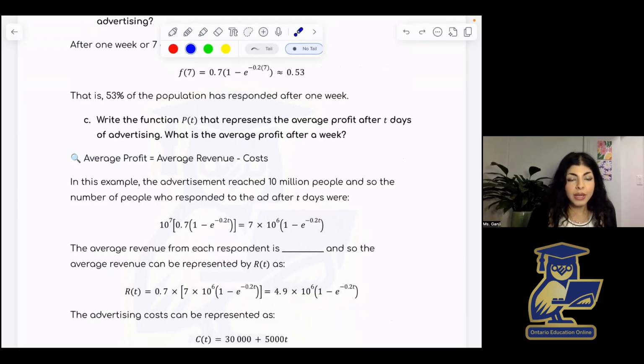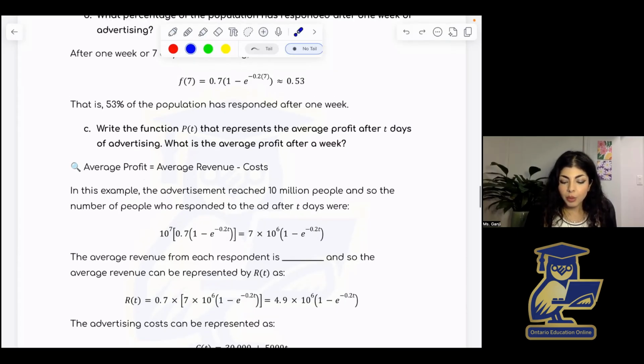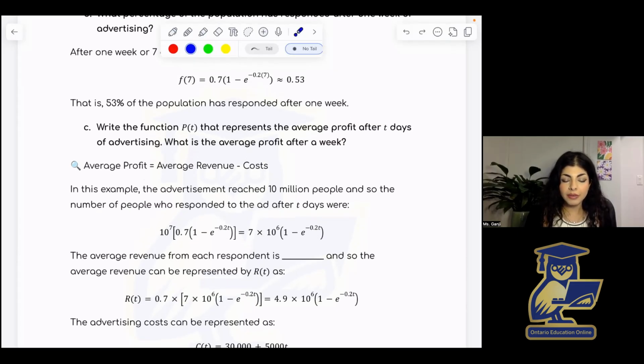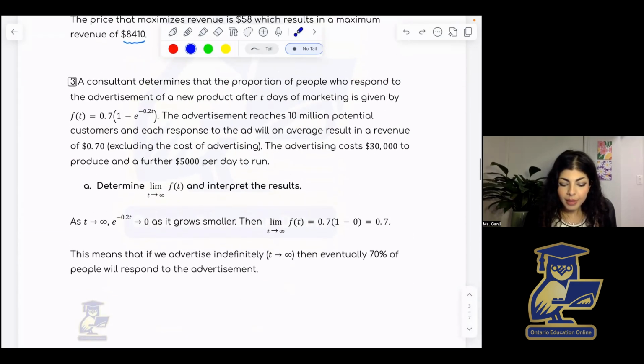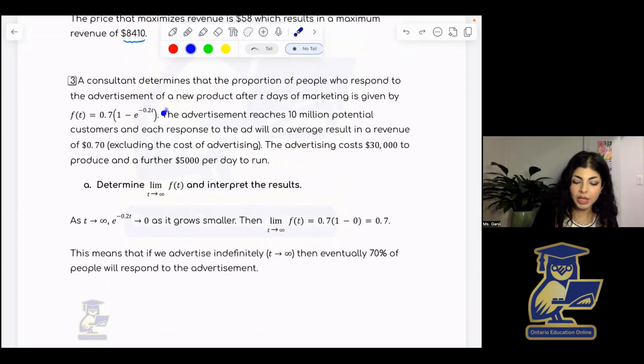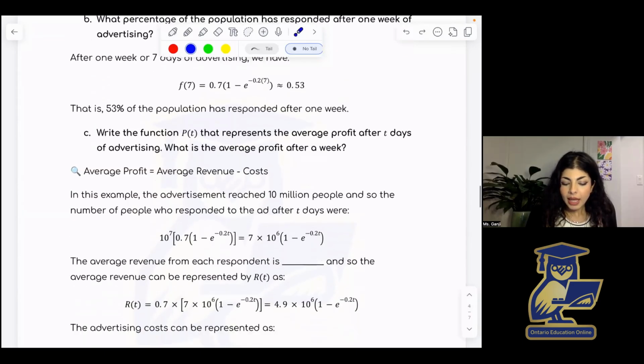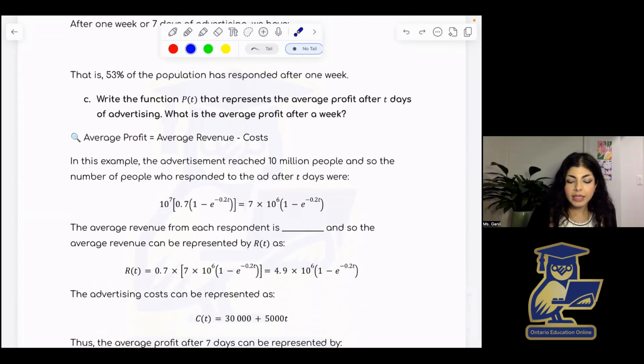So remember also, profit is average revenue minus the cost. So first we want to know what the revenue is and also take away the cost to find our profit. In this example, we're told that the advertisement reaches 10 million people, and the number of people who respond to the ad after t days is given by f of t of that 10 million people.